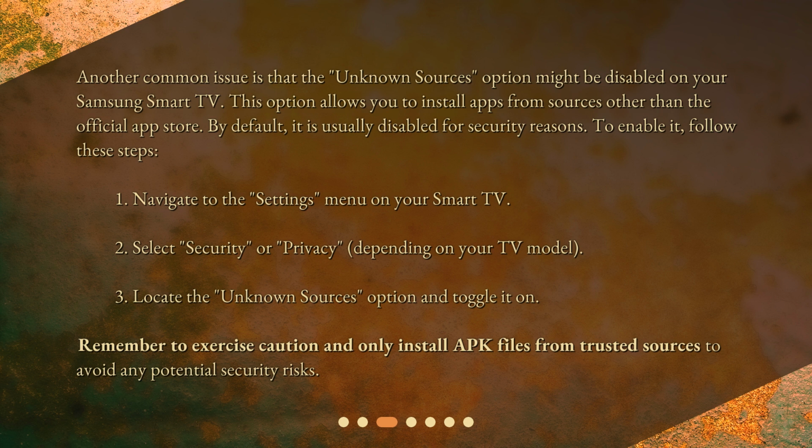1. Navigate to the Settings menu on your Smart TV. 2. Select Security or Privacy, depending on your TV model. 3. Locate the Unknown Sources option and toggle it on. Remember to exercise caution and only install APK files from trusted sources to avoid any potential security risks.